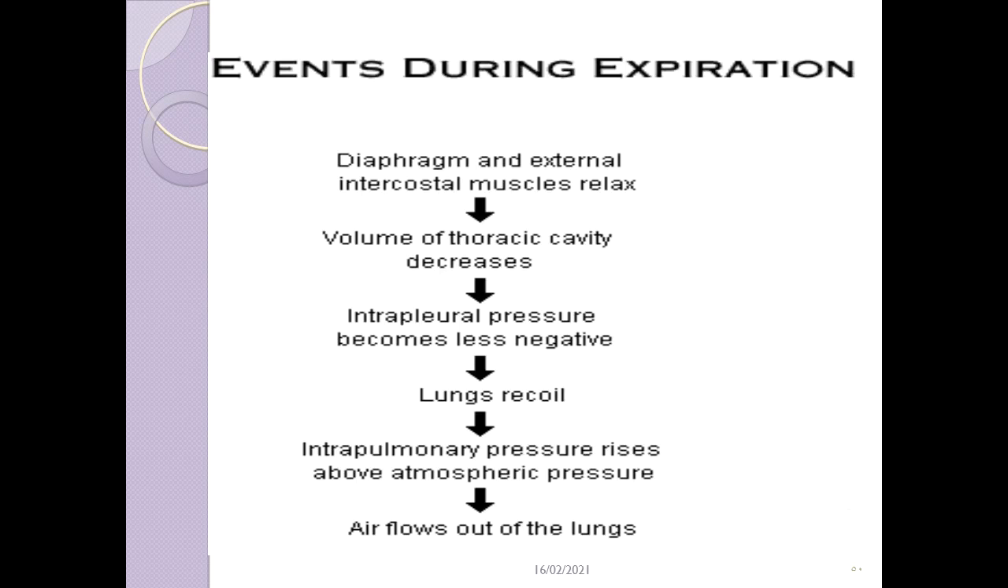The events include: the diaphragm and external intercostal muscles relax, the volume of the thoracic cavity decreases, and thus there will be less negative intrapleural pressure. The lungs will recoil and the intrapulmonary pressure rises above the atmospheric pressure, so the air will flow out of the lung. These events are the opposite of inspiration.